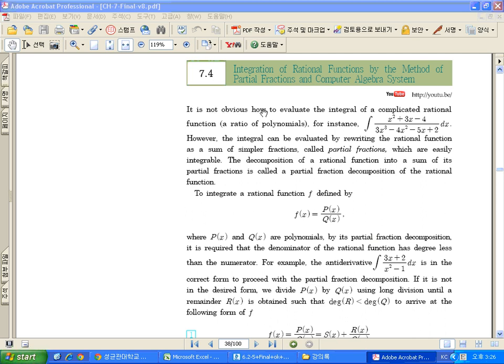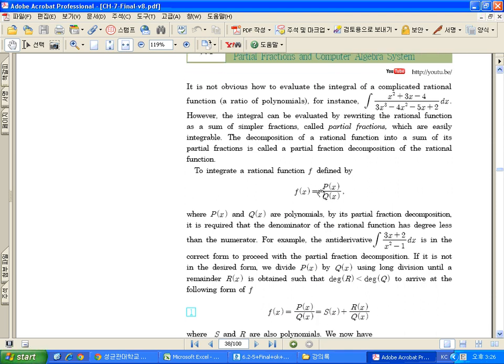It is not obvious how to evaluate the integrals of complicated rational functions like this. So, the integrals of complex rational functions. Rational functions can be written as f of x is equal to p of x over q of x, where p of x and q of x are polynomials.